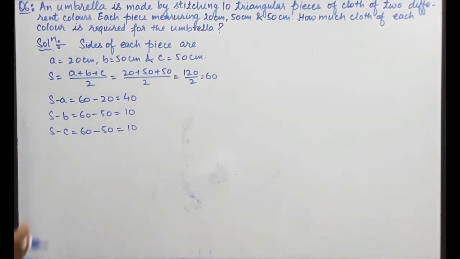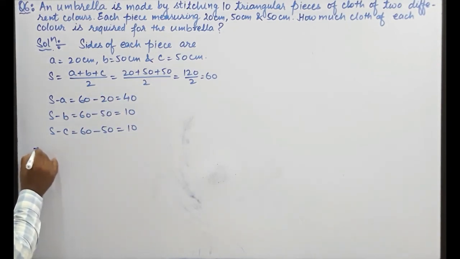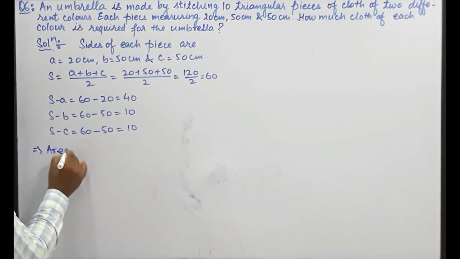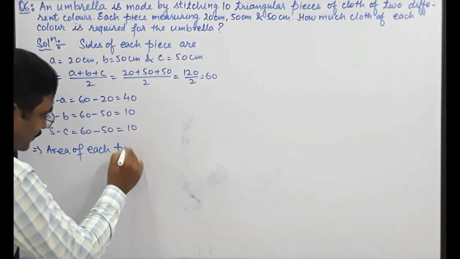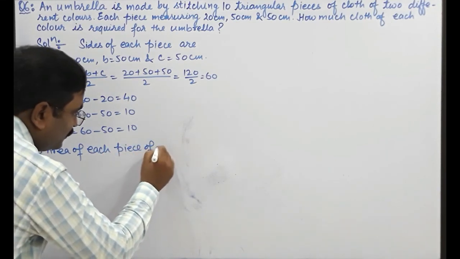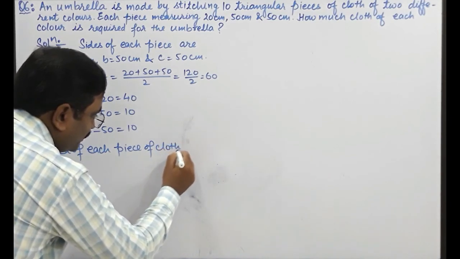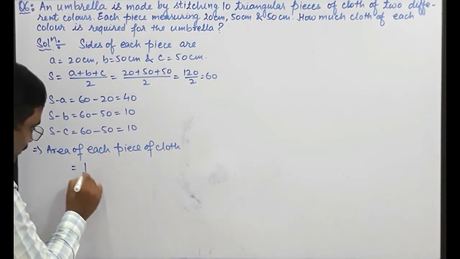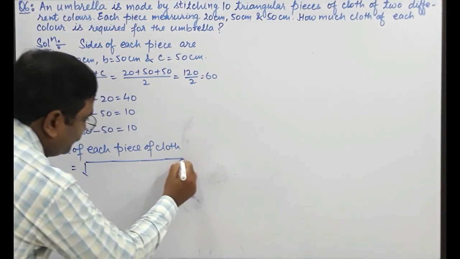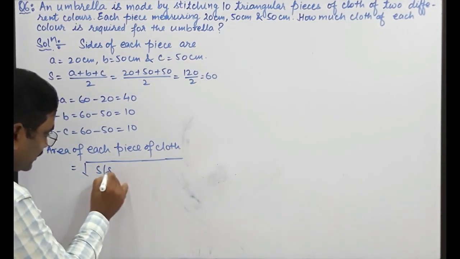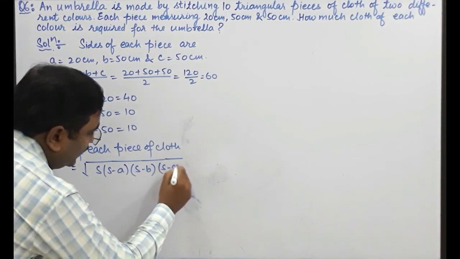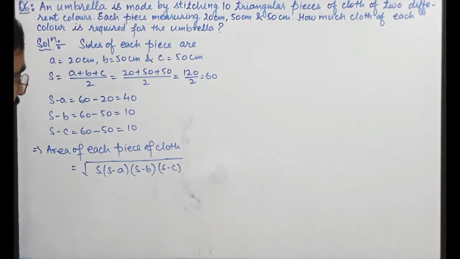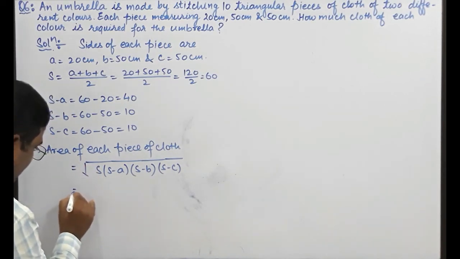So let us find the area of each piece of cloth. So the area of each piece of cloth is equal to, by Heron's formula, under root S into S minus A, S minus B and S minus C, right? Now substitute the values.